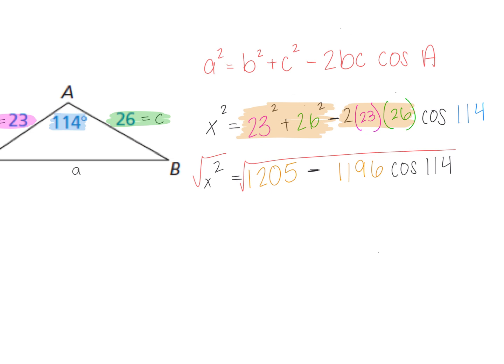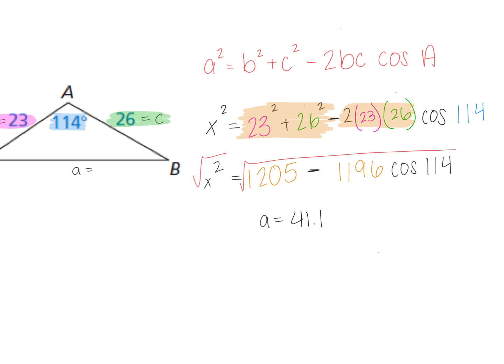Second squared, so you get the square root, 1,205 minus 1,196 cosine 114. Miss Chung, how do you... Yes. Is the answer 41.1? Good. 41.1 for this side. You should get A equals 41.1. Plug it in exactly how it's written. Do not change anything. You don't have to close any parentheses. Everything is inside the square root, so do not close your parentheses.